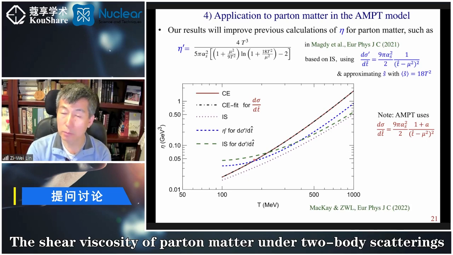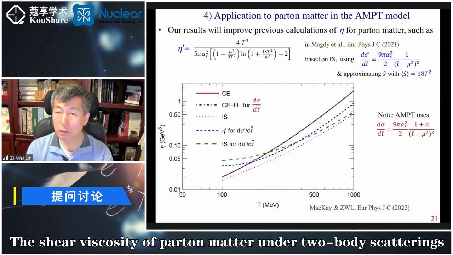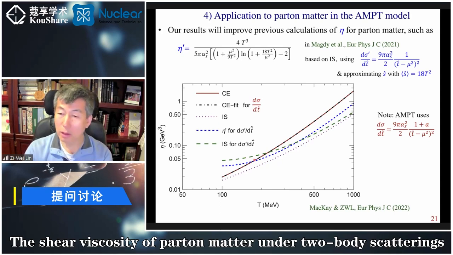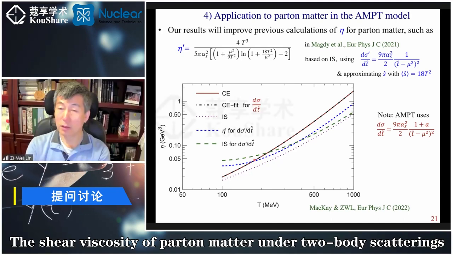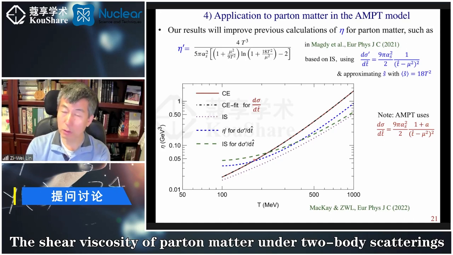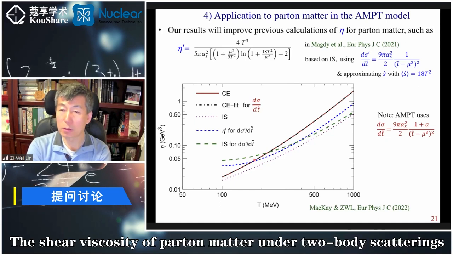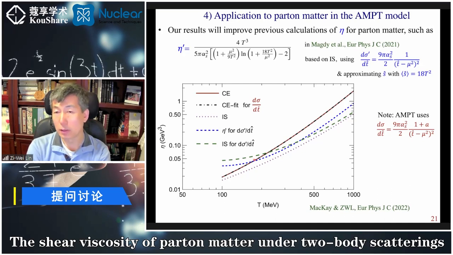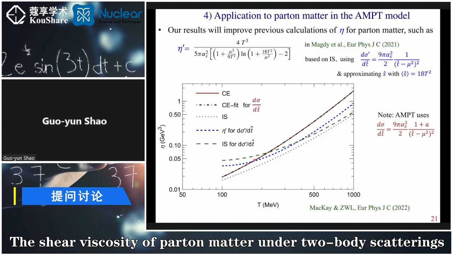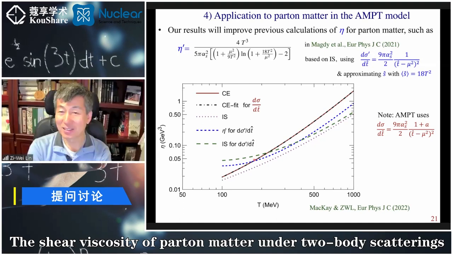Probably not with this formula. This formula can calculate parton matter under arbitrary interactions or scattering cross sections, including many-body scattering cross sections. But for hadron matter, that's a totally different story. It's not this kind of formula. And for the phase transition region, I think it will be a different map. I don't think this applies where you have a coexistence of parton matter and hadron matter, things like that. I think that's going to be more difficult. Yes. Okay, thank you.